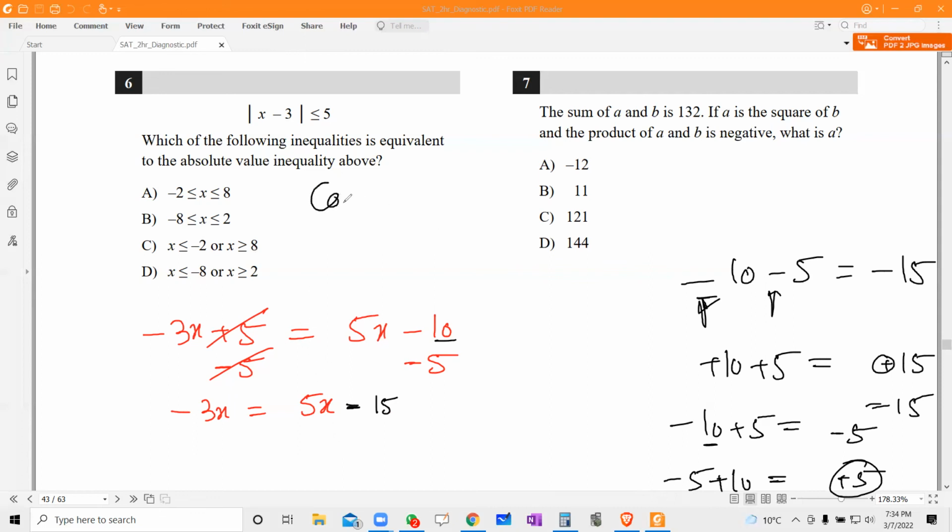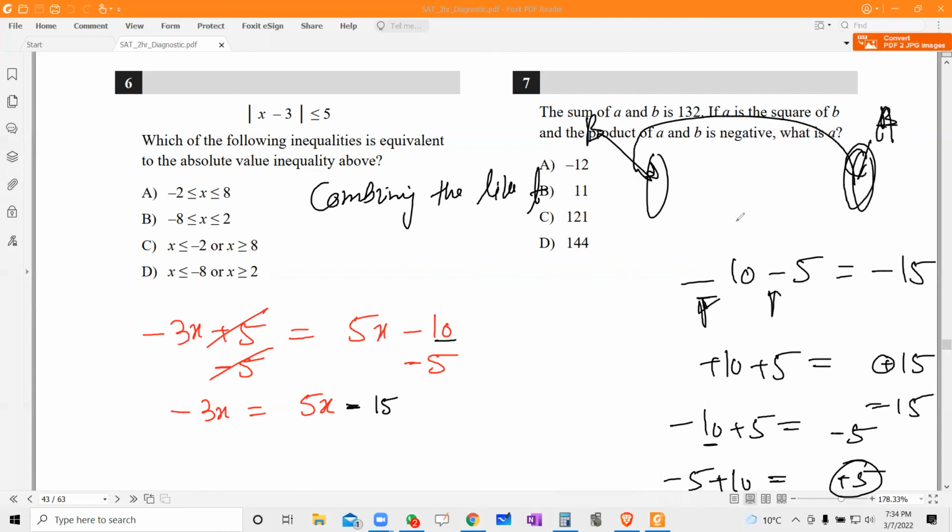Combining the like terms, that is the important thing. If you're having an apple in one of the buckets and one more apple in another bucket, try to put those apples in one bucket only. That means if you're having the x variables on the left side and the x variables on the right side, try to put them on one side only. So if this is plus 5x, and this is -3x, put this 5x also to the left side.